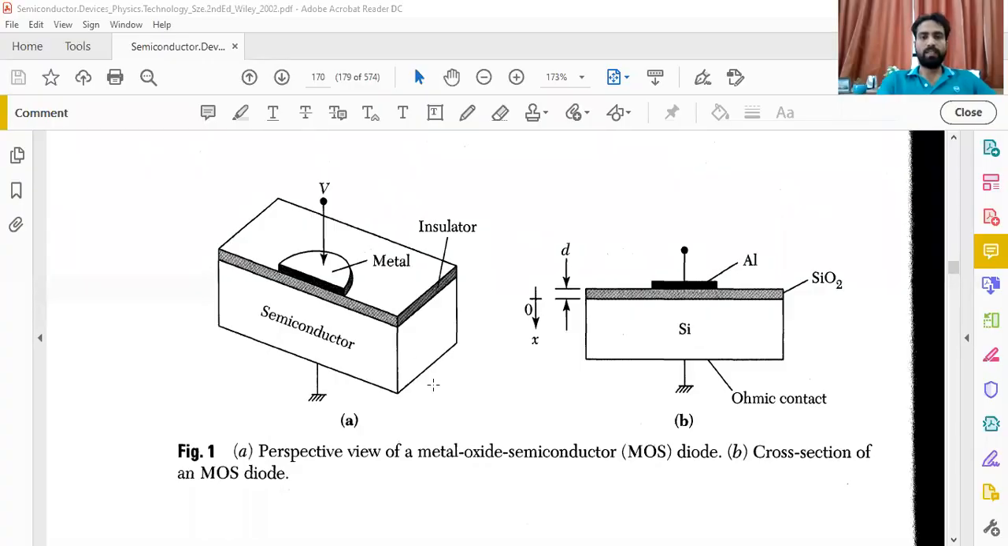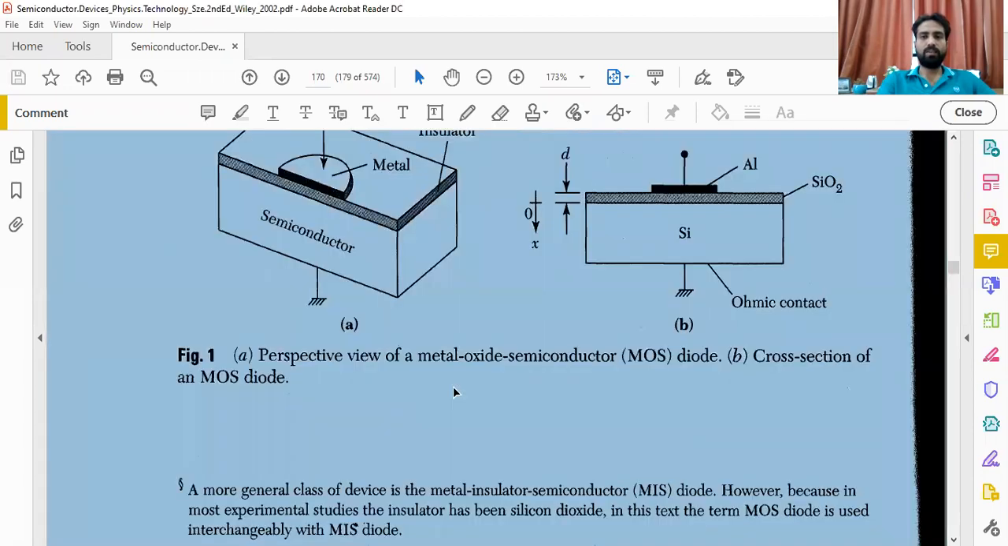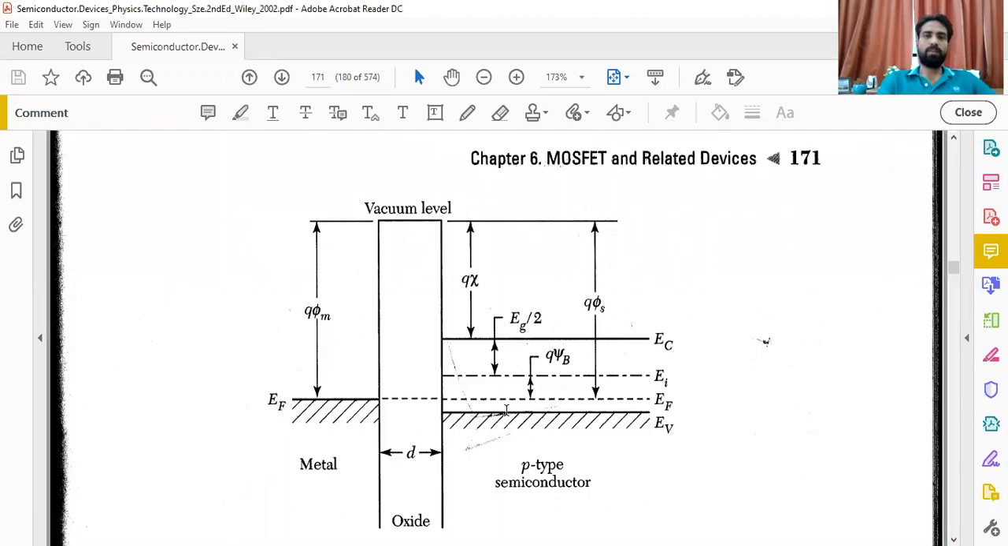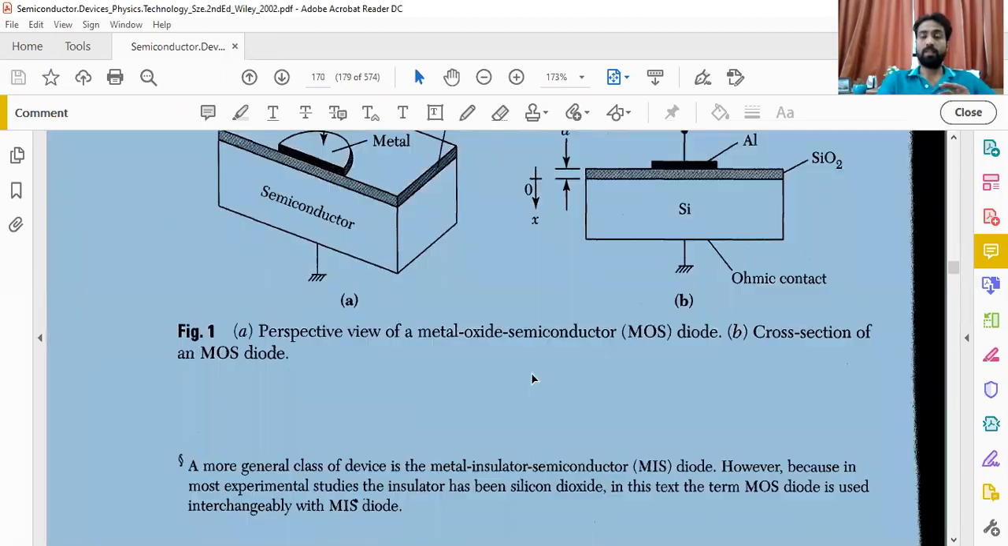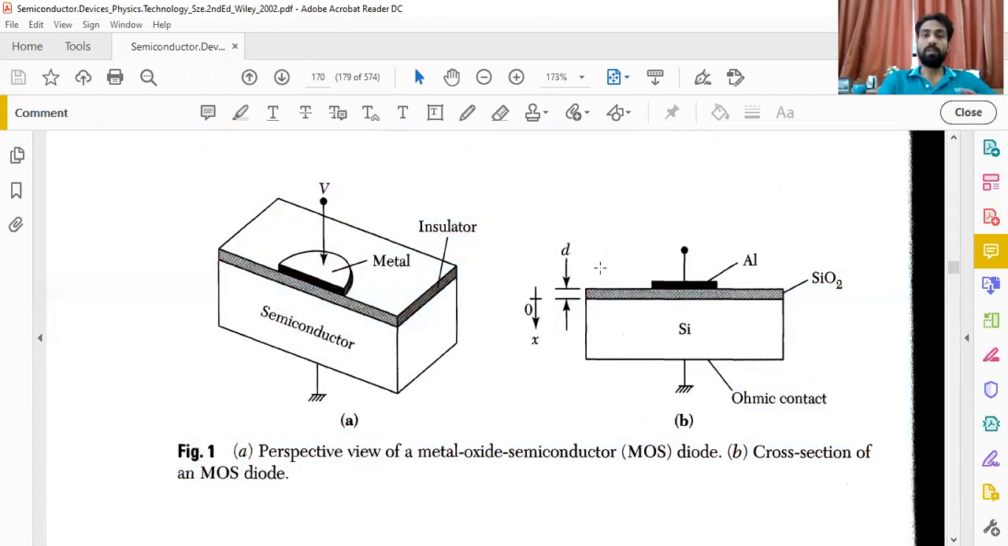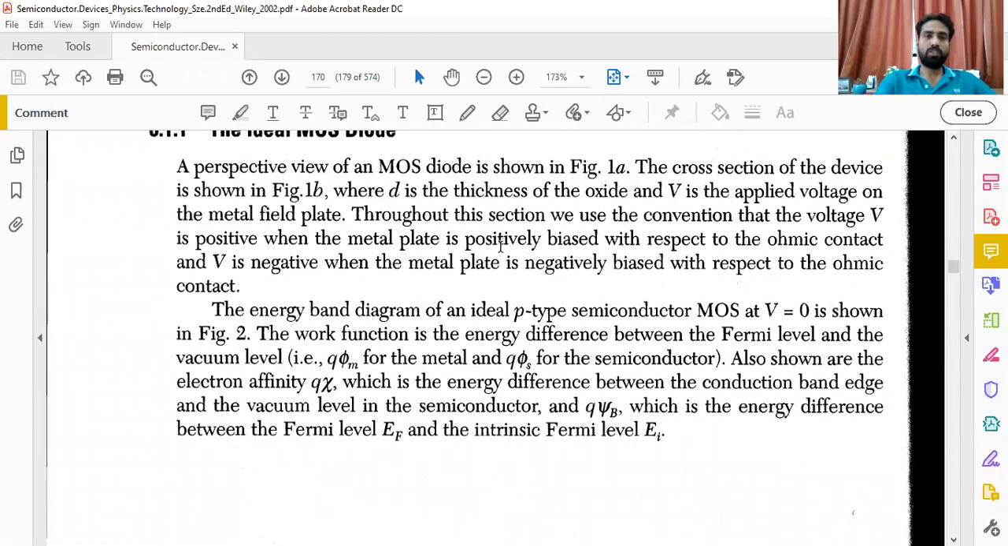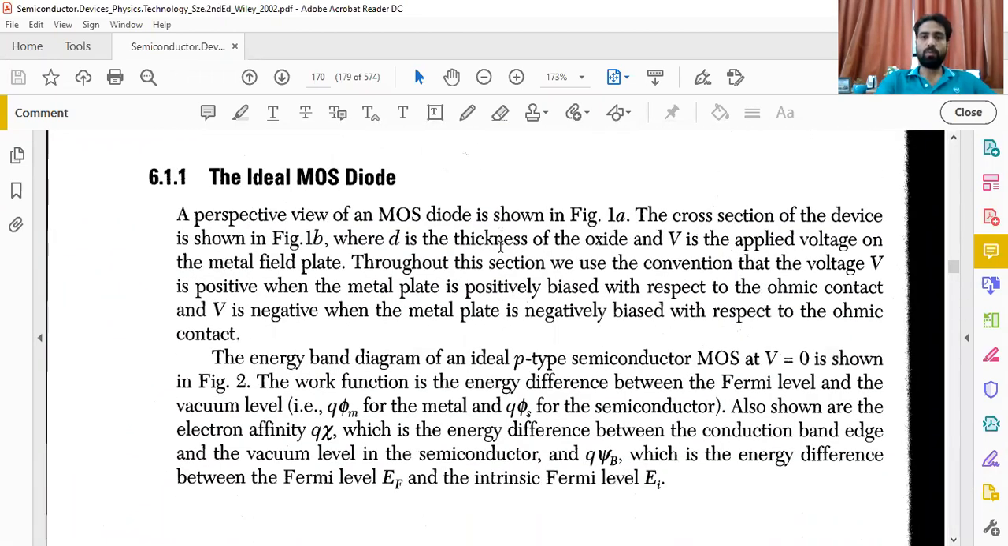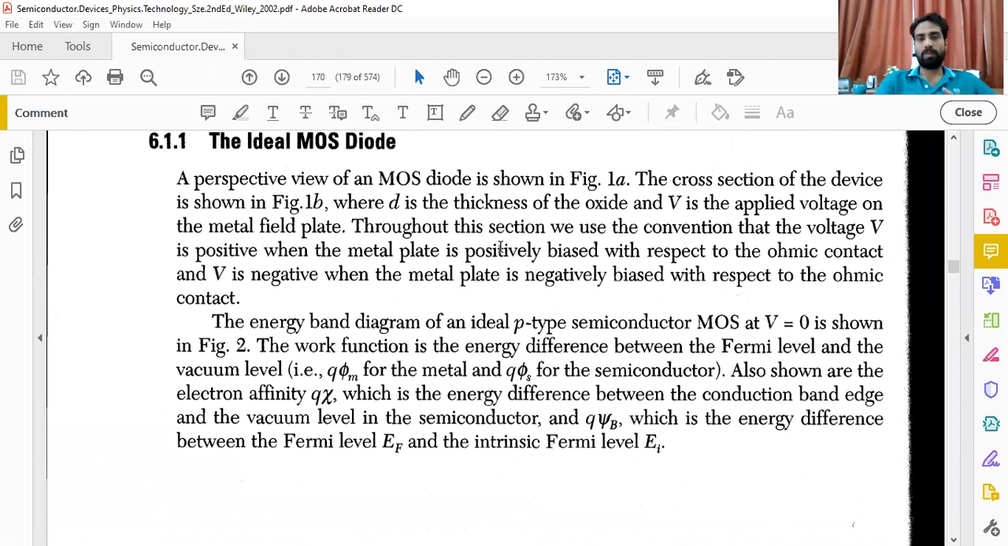So we see here in this section, if we go for this particular energy band gap diagram, whenever we have a simple type of diode, or specifically a MOS diode, every time we take care about this energy band gap diagram. So here in this section, let's talk about what exactly the energy band gap diagram represents. The energy band gap diagram of an ideal p-type semiconductor MOS at V equals 0.